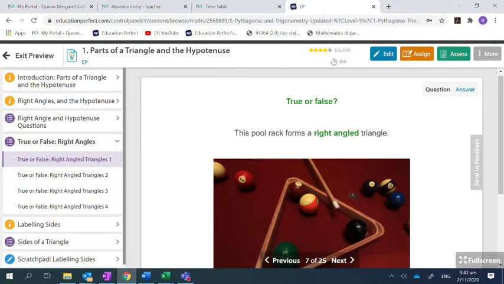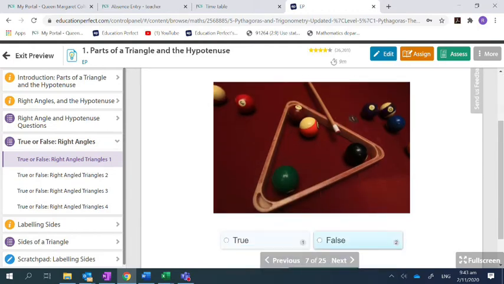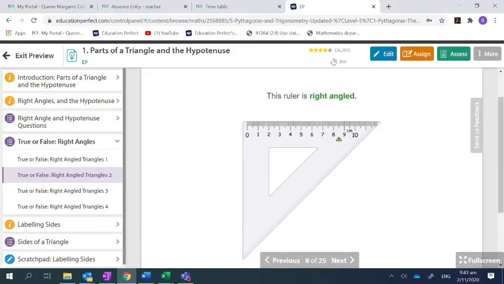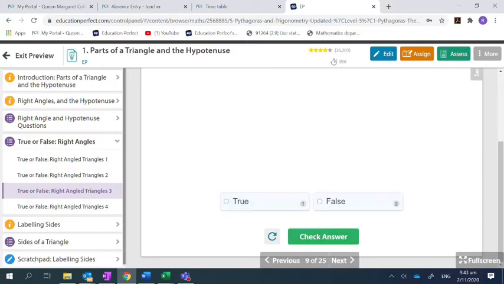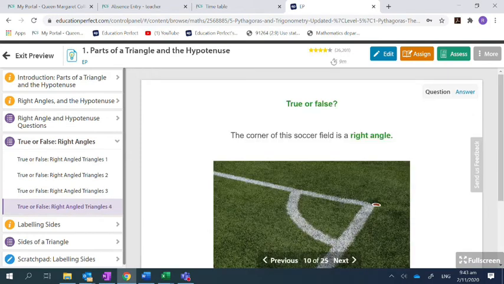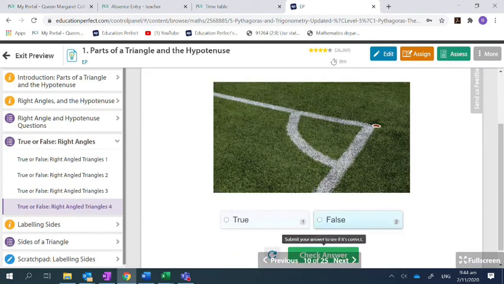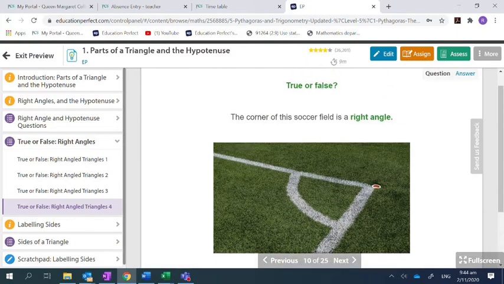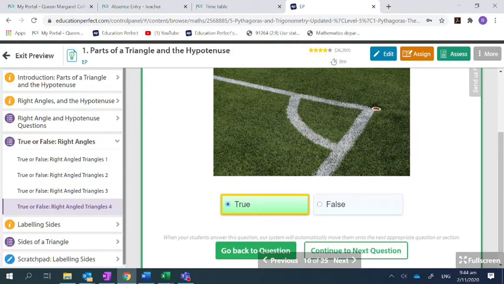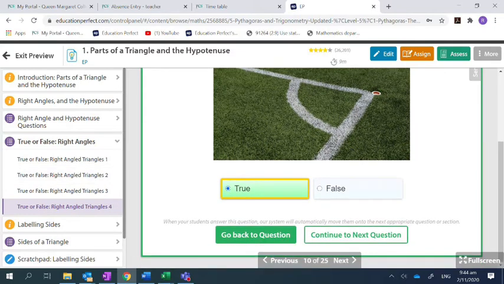True or false? This pool rack forms a right angled triangle. No. False. True or false? This ruler is right angled. True. Excellent, guys. True or false? This sign is a right triangle. False. Maybe. It has a circle, but it looks like a right angle. It's probably true. Let's check it to be sure. You just have to know that it's a funny little shape, but it's all right.